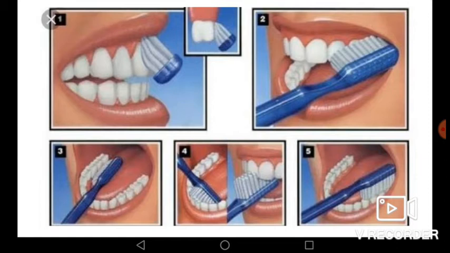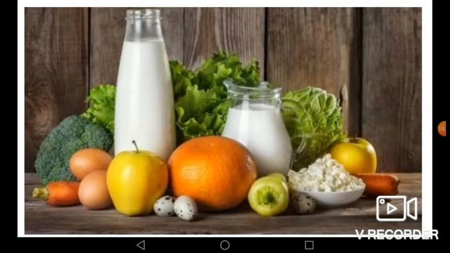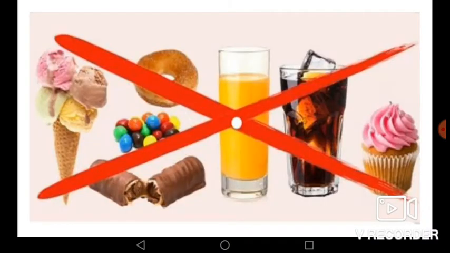Brush out the back of the teeth. Brush the flat surface of premolar and molar. Use a tongue cleaner to clean the tongue. Eat food that is healthy for teeth and gums. For example, milk, egg, curd, and green vegetables. Avoid eating too many sweets, snacks, or soft drinks.